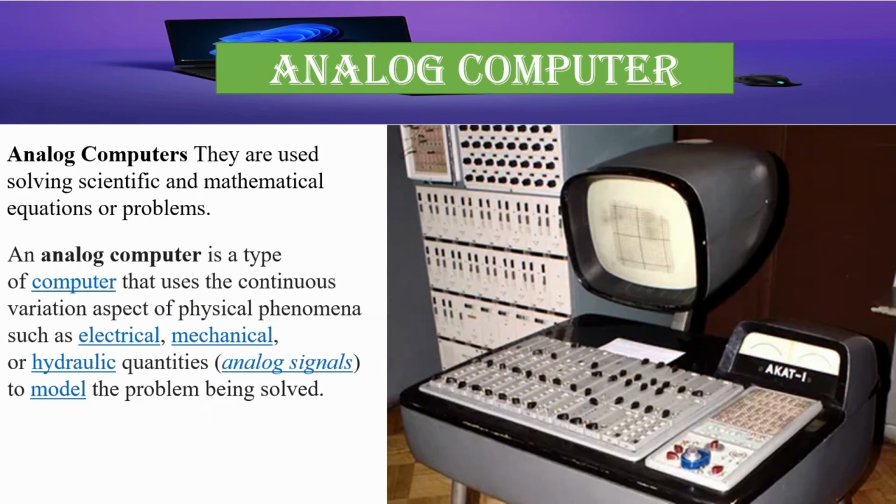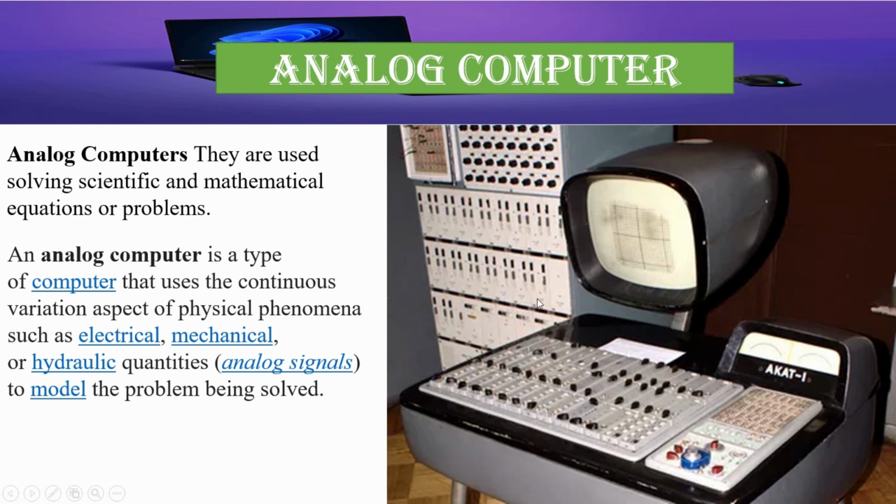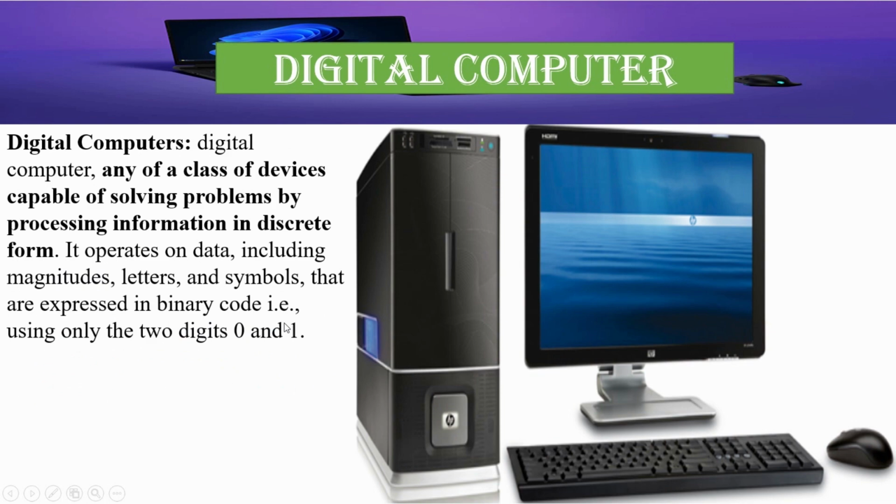Analog computers are used in solving scientific and mathematical equations and problems. An analog computer is a type of computer that uses the continuous variation aspect of physical phenomena such as electrical, mechanical, or hydraulic quantities, as analog signals to model the problem being solved. This is a typical example of an analog computer, which is used for measurements.